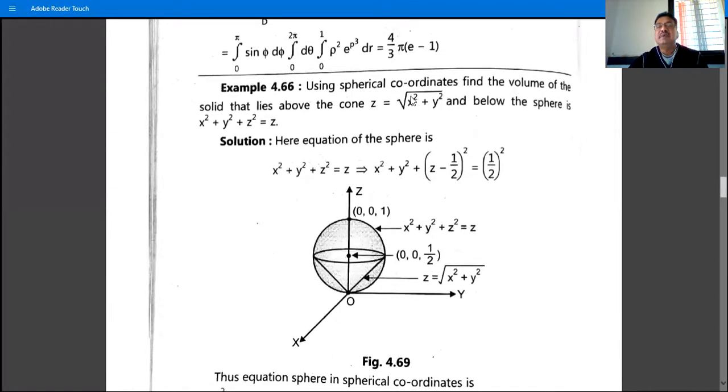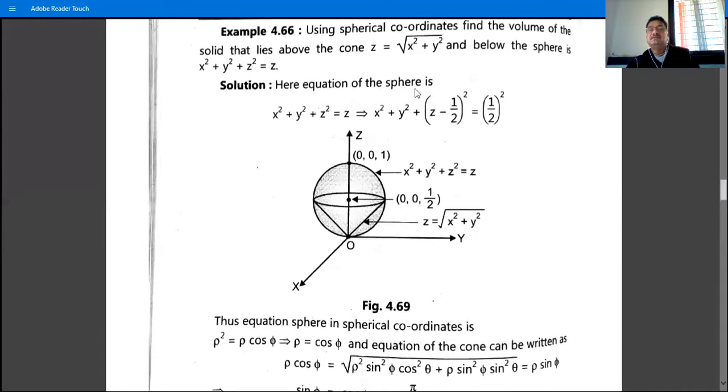So using spherical coordinates, find the volume of the solid that lies above the cone z is equal to root x square plus y square, and below the sphere x square plus y square plus z square is equal to z. So here the equation of the sphere is x square plus y square plus z square is equal to z, that is x square plus y square plus (z minus 1/2) bracket square is equal to (1/2) square. So this is in the standard form.